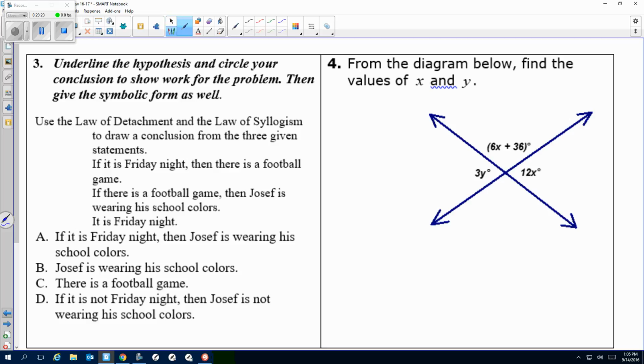Can you use vertical angles here to solve this? Can you solve 3y equals 12x? No. So what should you start with? 6x plus 36 plus 12x equals 180.